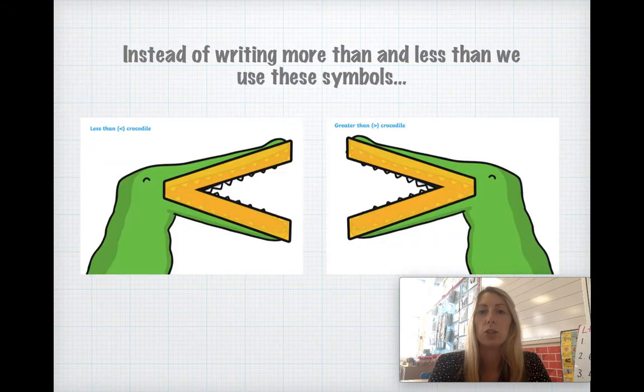Now, we usually represent them with these crocodiles. Now, we don't need to draw the crocodile, we simply need the shape in yellow. So we teach the children that the crocodile likes to gobble up the bigger number. Okay, so that's the direction that it should be facing.